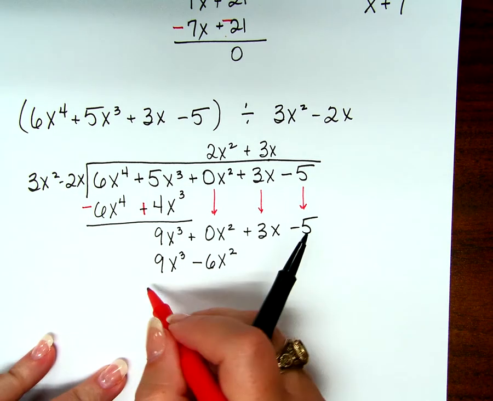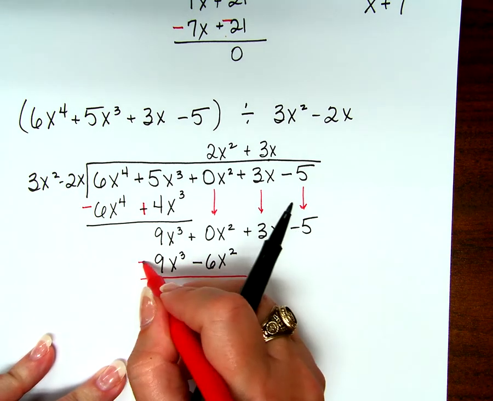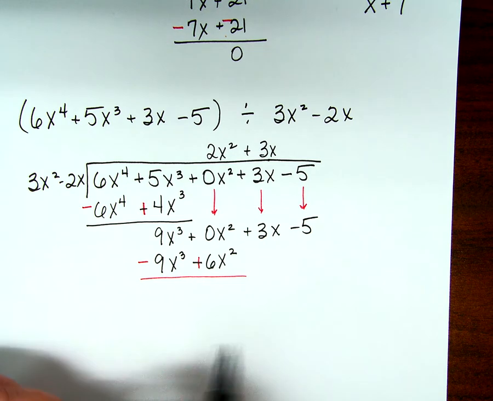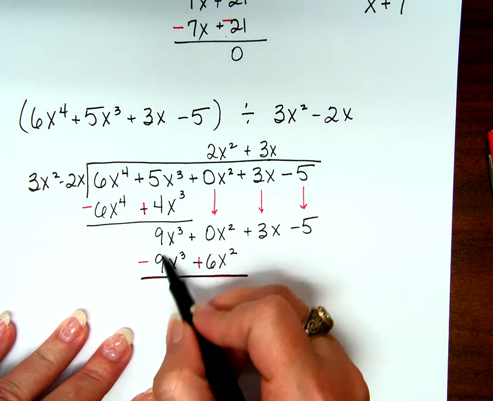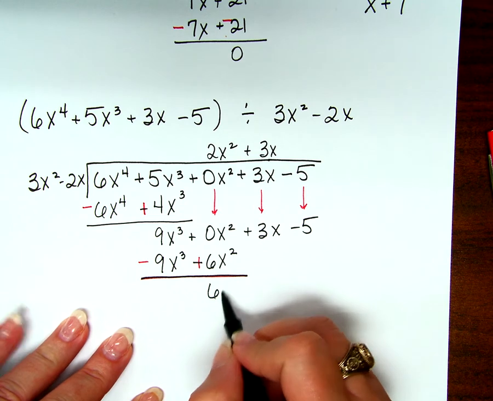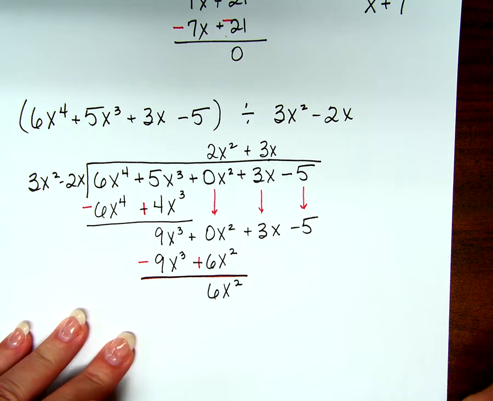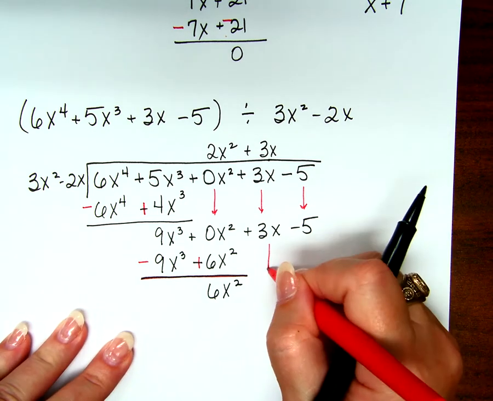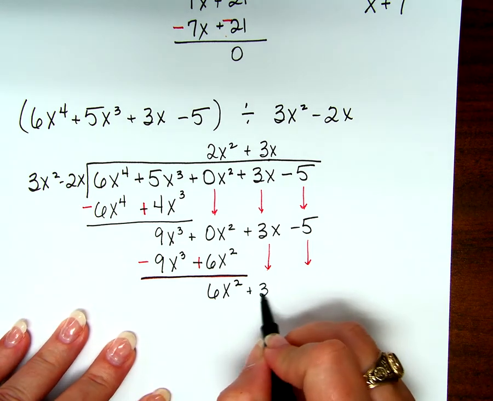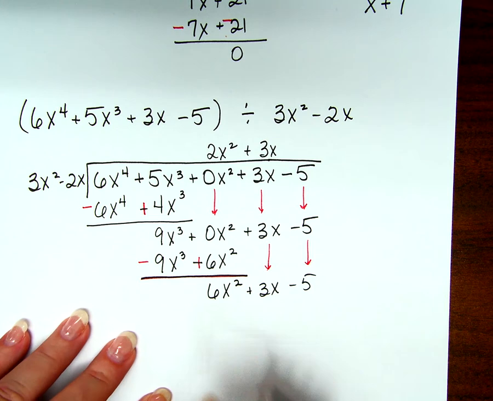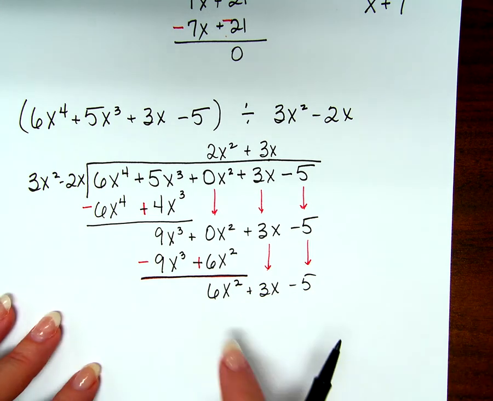Good. And now subtract. That's 0. And then bring down the 3x and then minus 5, right? Plus 3x minus 5. Now I just start all over again.